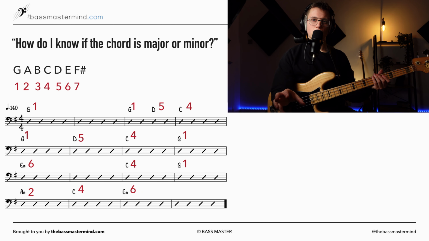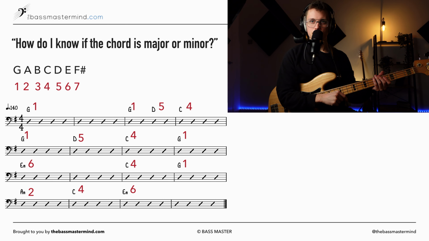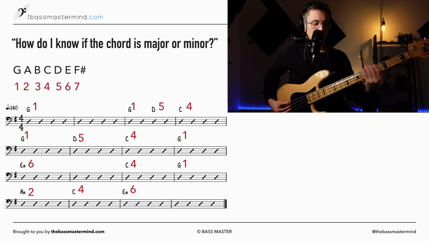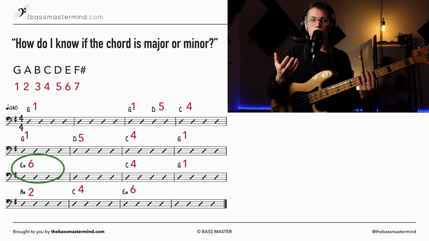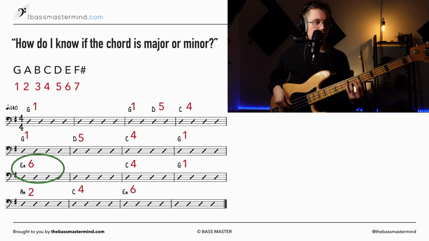So let's relate this theory back to Take It Easy. If we just remember chords 1, 4, and 5 are major, then when we're on the 6th chord, for example, in bar 9, we would know the 6th chord is minor, so that is an E minor.